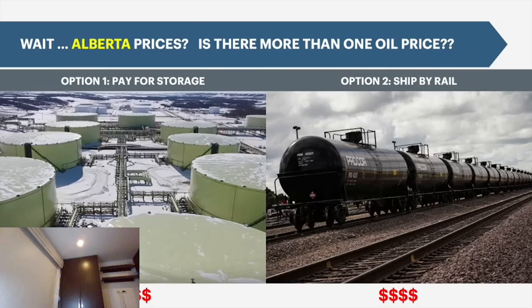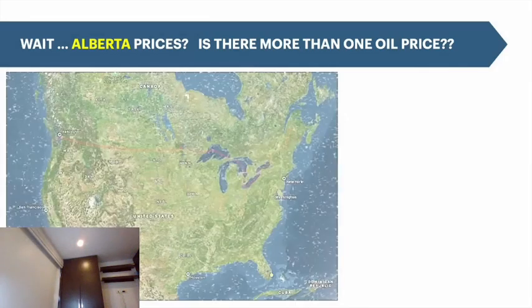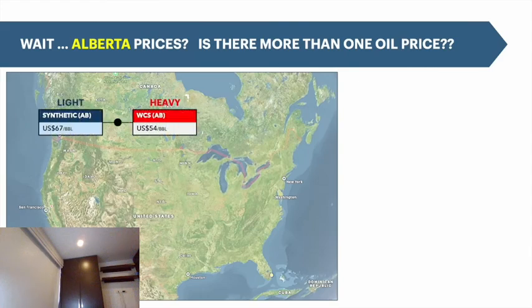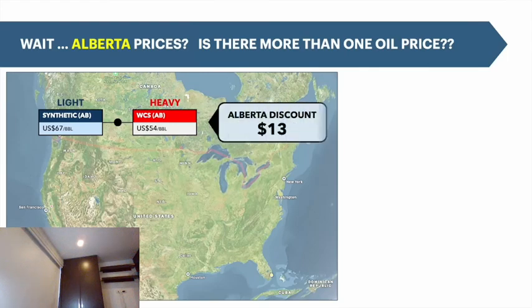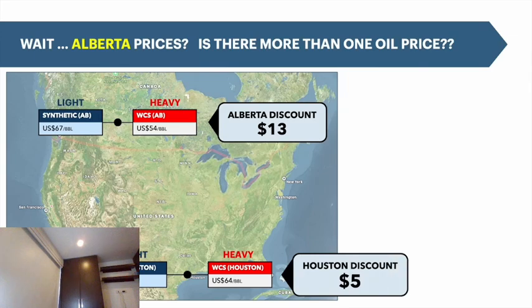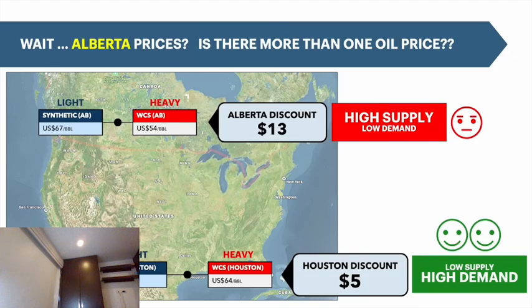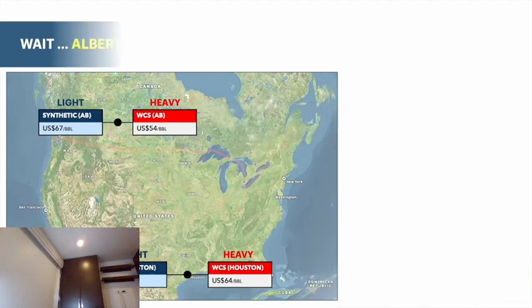Yes, there are many different oil prices depending on grade and demand for that particular grade at a particular location. In Alberta, for example, the heavy oil discount averaged $13 a barrel in 2021, whereas in Houston that differential was only $5. That's because there's very little heavy oil demand in Alberta and lots of supply, but heavy oil is very scarce in the Gulf Coast, while refinery demand for heavy oil is very, very high.